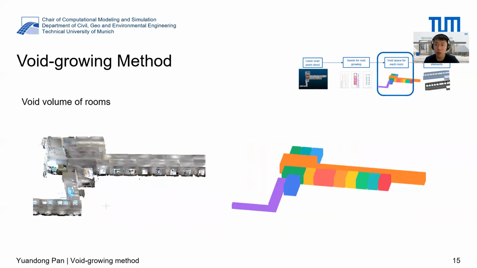Here, you can see the result of the void volume. On the left-hand side is the input point cloud, and on the right-hand side are the detected void spaces. You can see from the image that different ceiling heights can be represented well, and rooms with complex structures, like L-shaped rooms, can also be reconstructed well. However, slanted ceilings cannot be reconstructed because our approach draws in a cuboid way.